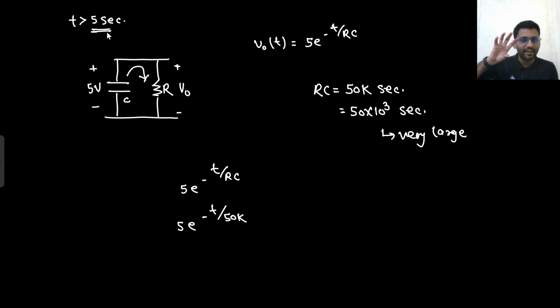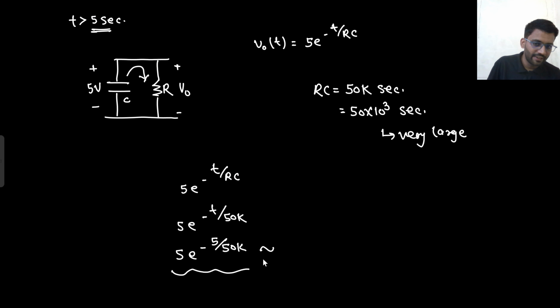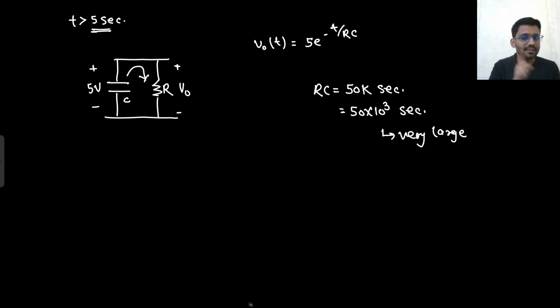So in 5 second, how much would it discharge? 5 into e to the power minus 5 by 50k. So calculate this value, you can calculate it in your calculator. It will be nearly 5 volt only, right? So the capacitor will not discharge. Since the RC value is very large, since the time constant is very large, the capacitor will not discharge, and for a very long time it will be at 5 volt only. Are you getting this point?